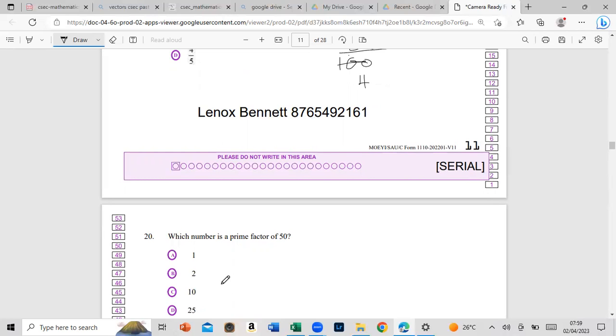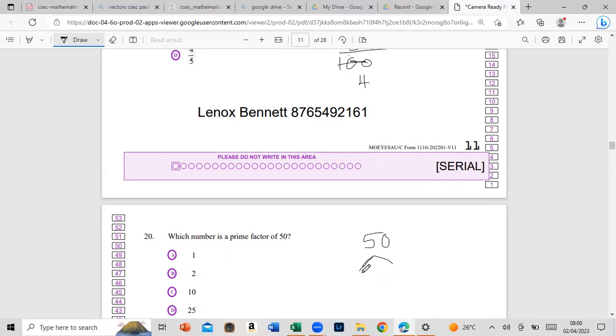Which number is a prime factor of 50? So let us talk about prime factor. A prime factor means you have a composite number, and when you get the product, it should be only prime numbers. So that's what prime factor means. Only prime numbers to give you the product.